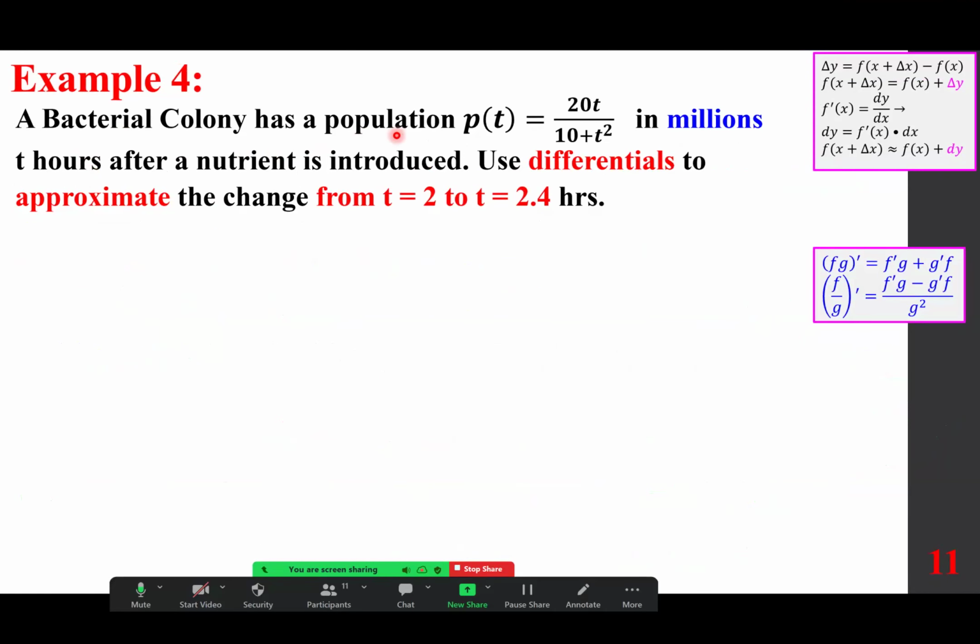A bacterial colony has population P of t equals 20t over 10 plus t squared in millions, t hours after a nutrient is introduced. Use differentials to approximate the change from t equals 2 to t equals 2.4 hours. So what is given? t. dt or delta t is the difference between the two, 2.4 minus 2 is 0.4 hours. And we want to approximate the change in the population. We want dp.